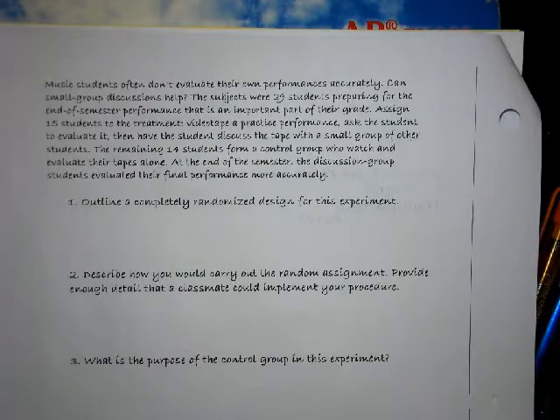So first, outline a completely randomized design for this experiment. So I want you to pause and try 1, and I want you to try 2, which is describing how you carry out your random assignment. And provide enough detail that a classmate could implement your procedure, or like I said, enough information that when I grade your tests, pretending I don't know anything about math, that I would understand what you're saying. So go ahead and pause. Try it on your own.